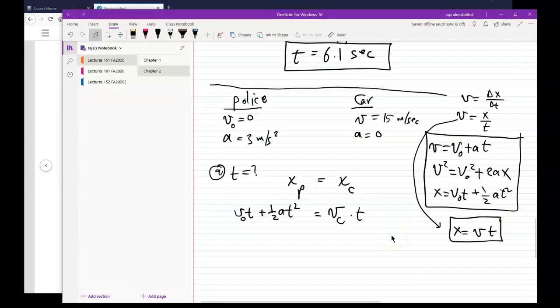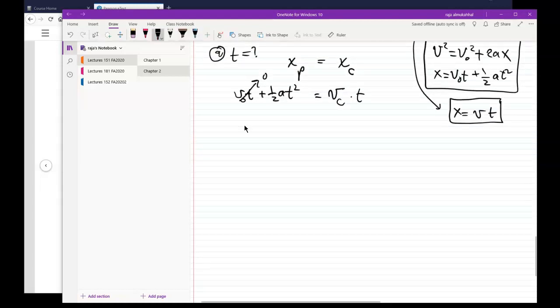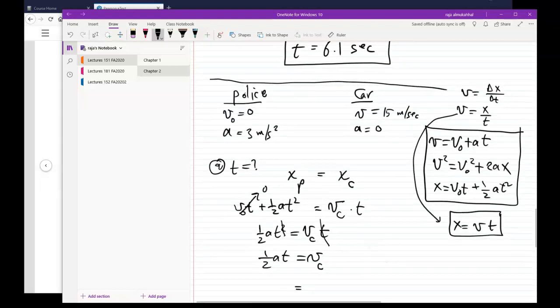But before I do that, you know that v naught is equal to 0 for the police, right? Remember, it's right here, where we started. So I have 1/2 a t squared equals v sub c t. The t here cancels out with this one, and I have 1/2 a t equals v sub c. What is v sub c? Well, it's 15. We got it right here. This is v sub c right there. I can put a c right here because it's the constant speed, the velocity of the car.